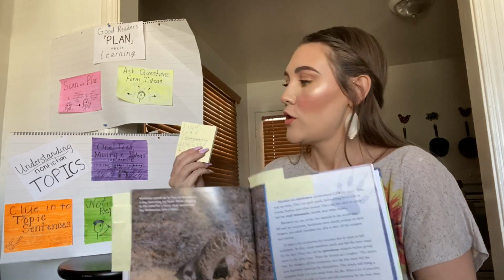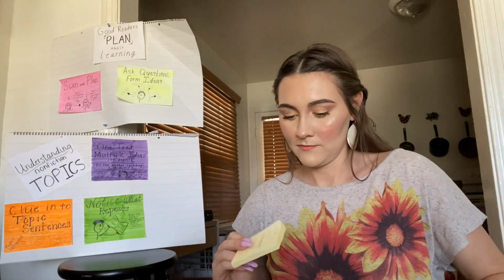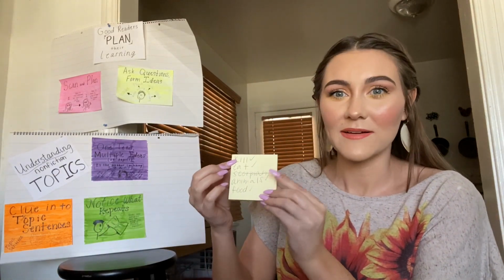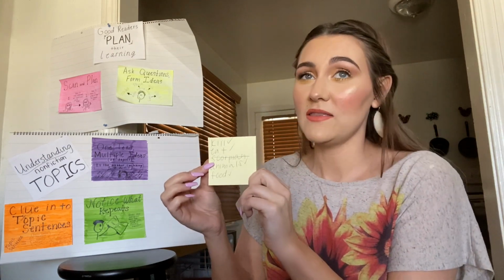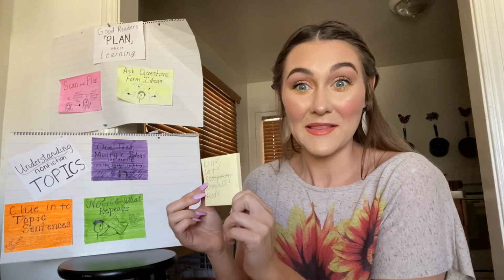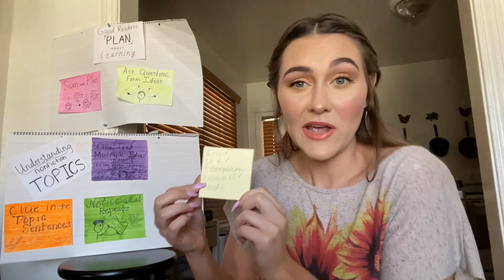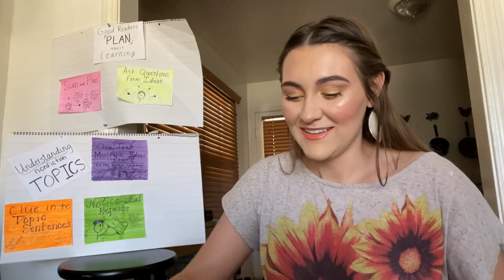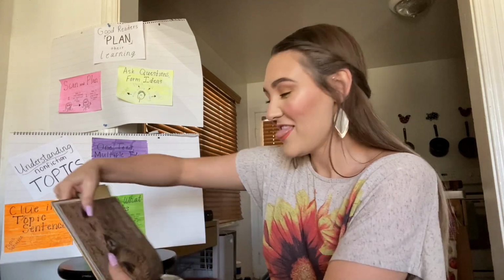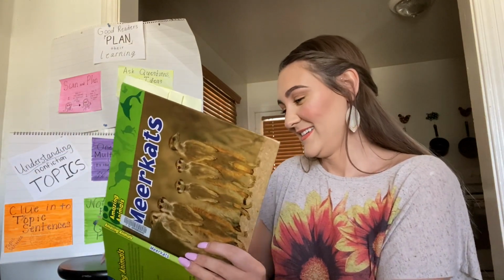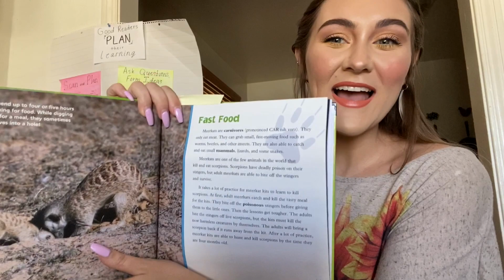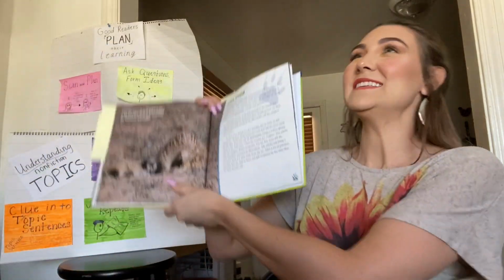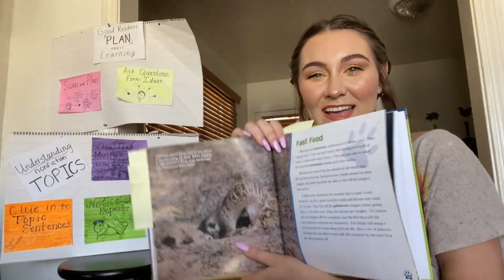So maybe what meerkats can kill, right? Or how meerkats eat. Maybe animals that meerkats devour. Ooh, that'd be cool. Maybe meerkat food, something like that. Let's reveal the heading. I just saw it. Fast food. Da, da, da!